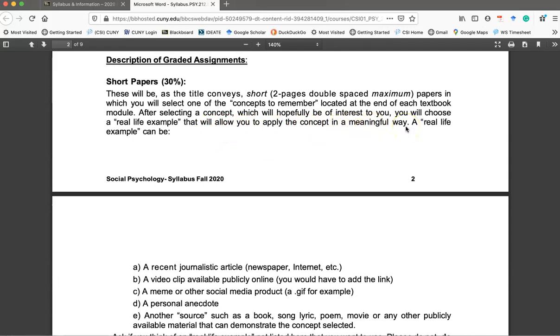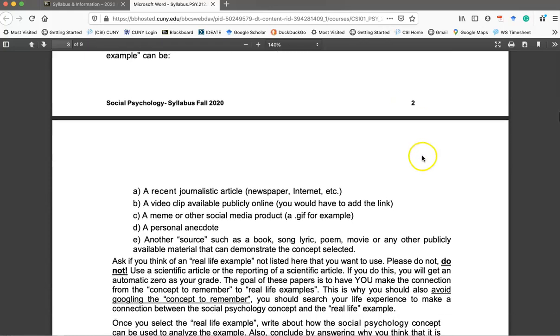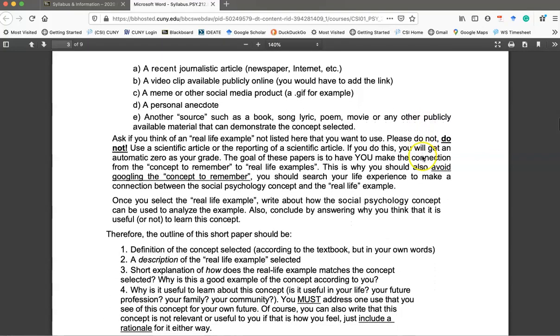A real life example can be, and we have options for this, a recent journalistic article from a newspaper, internet, etc. It could be a video clip available publicly online, and you would have to add the link so that I can see it because I may want to see it if I haven't. It could be a meme or other social media product like a GIF, for example, or is it GIF? I never know.